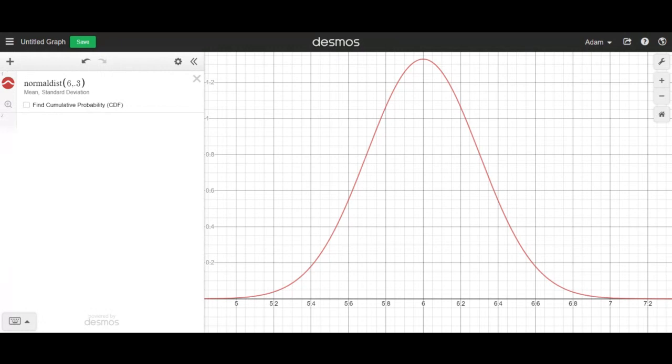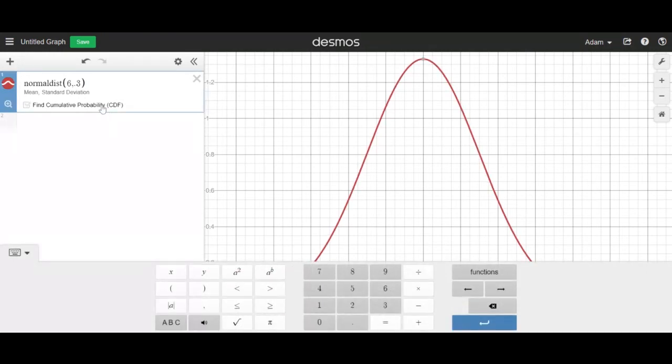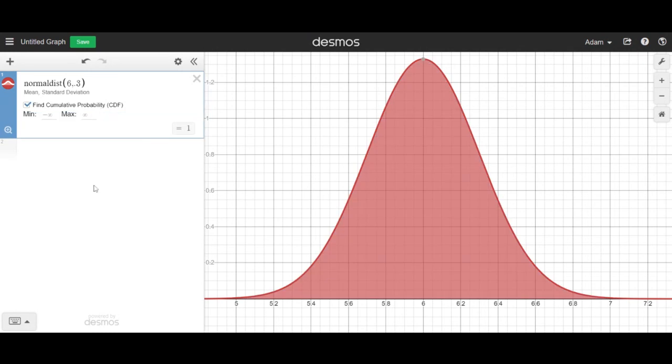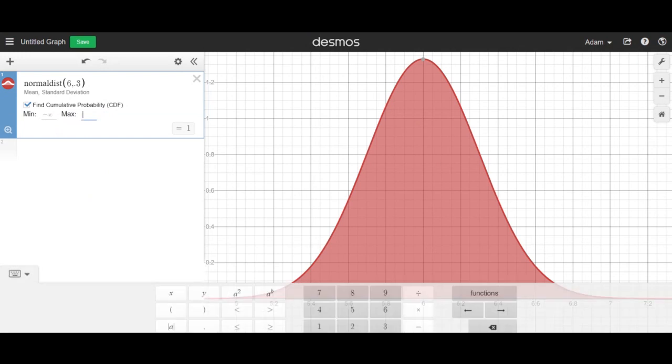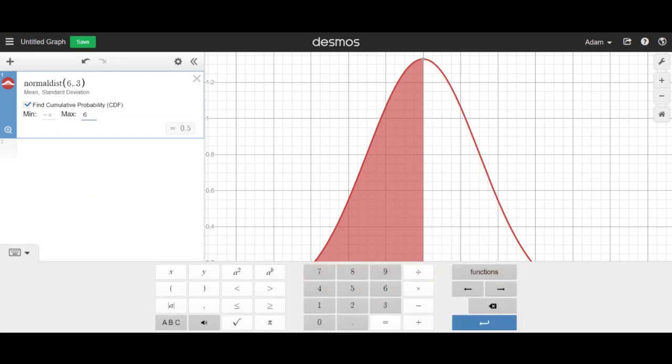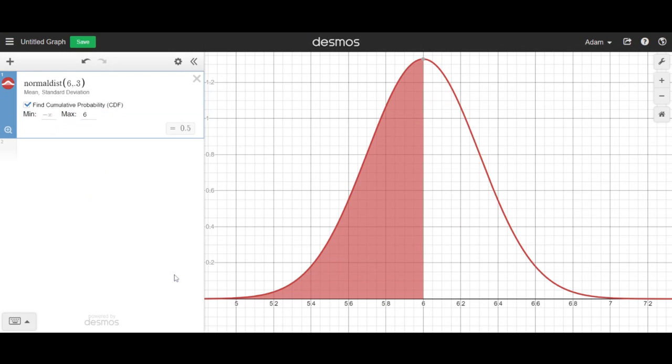Now again, I'm going to show you how to work with that cumulative probability, that CDF. If you click it, there it is. You have max and min, as you can see. Min is basically the minimum, max is the maximum. So if we wanted the area to the left of 6, min we would leave blank because there is no min, but we would want the max to be 6. And you can see that's what we get. It also gives you the value here, 0.5.